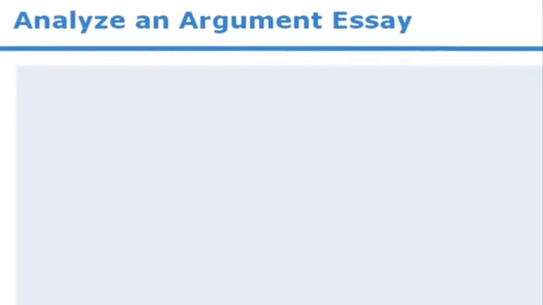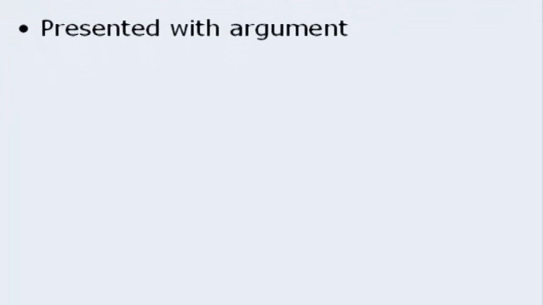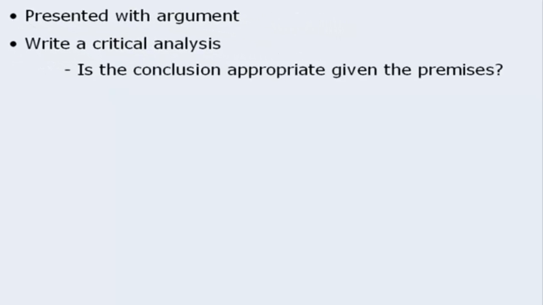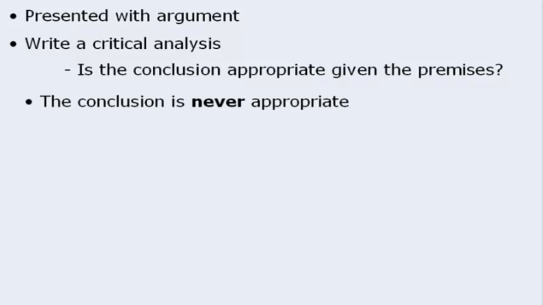In this lesson, we'll take an introductory look at the Analyze an Argument essay. For this task, you're presented with an argument, and you must write a critical analysis of that argument. Specifically, you must critique how well the author's conclusion follows from the evidence. In other words, is the conclusion appropriate given the premises? Well, since analytical writing arguments are typically weak, the conclusion is never appropriate. Your job is to explain why it's not appropriate.